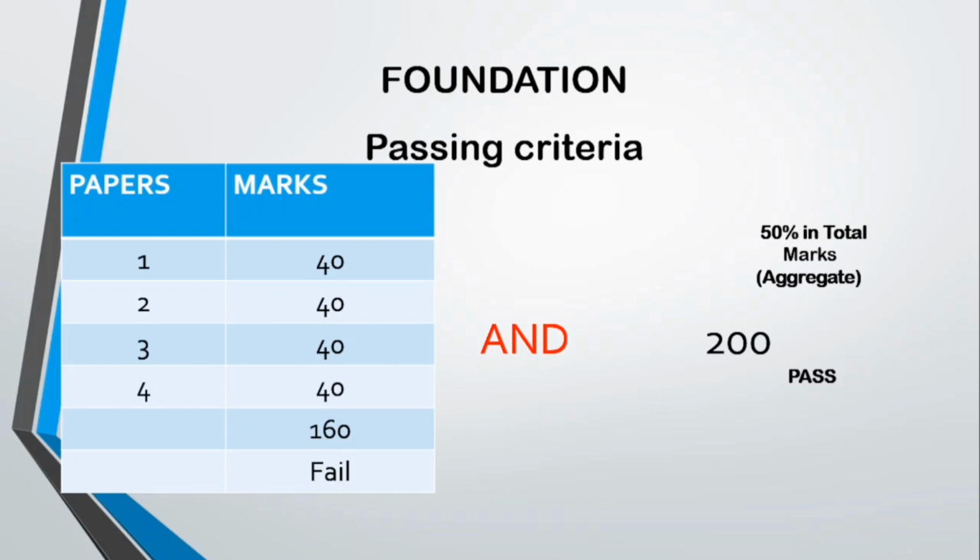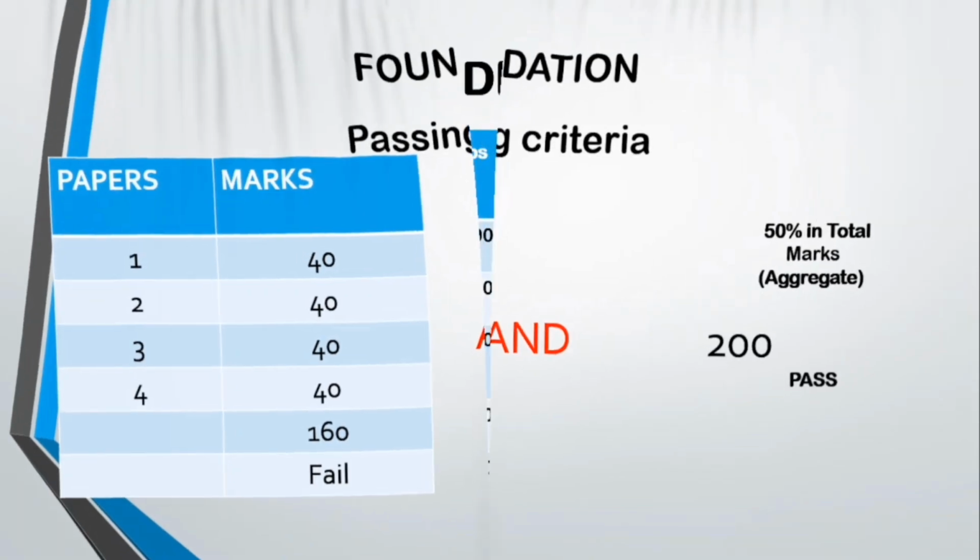However, even though you have passed each individual paper, there's another crucial requirement. You must also achieve at least 50% in total aggregate marks to pass. For four papers, this means you need at least 200 marks in total. Since 50% of the total marks for four papers is 200, scoring just 40 in each paper, which totals 160, would not meet the passing criteria.